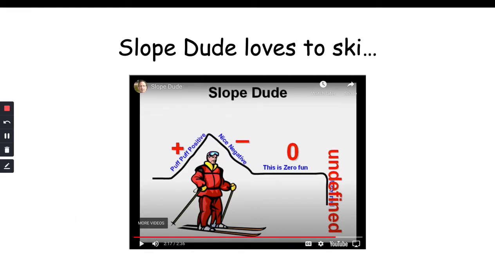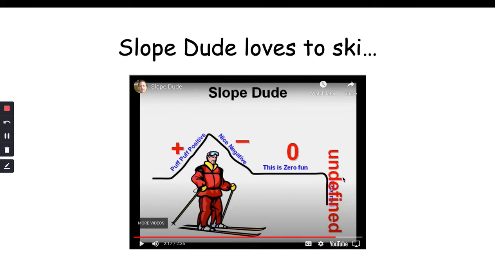So as you can see here, he has the upward slope as we're going up the hill. Puff, puff, positive. That's the hard work. That's how we remember that one. All right, as we're going down the hill, now he gets to look forward to the downhill. Nice, negative. Nice, negative. All right, and then zero, fun. That's the long, flat part. All right, so the long, flat part right here. Yeah, this is zero, fun.